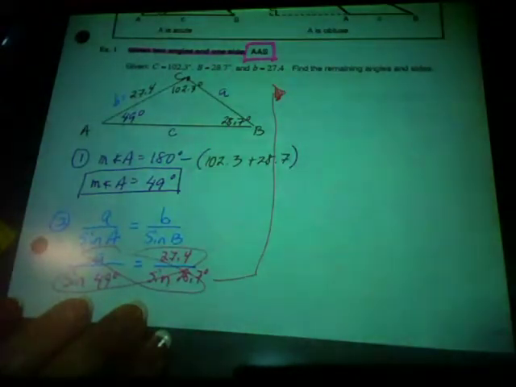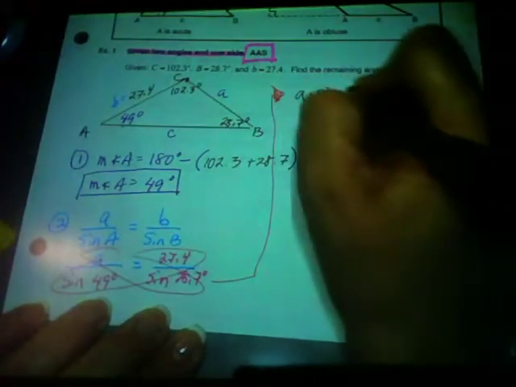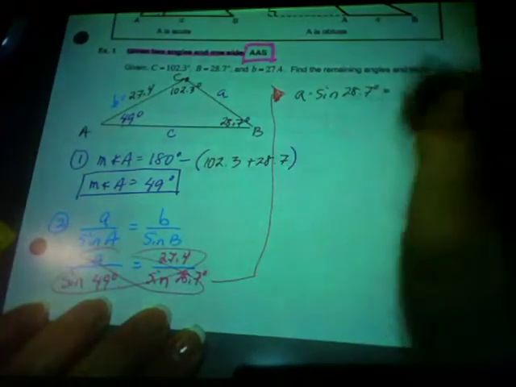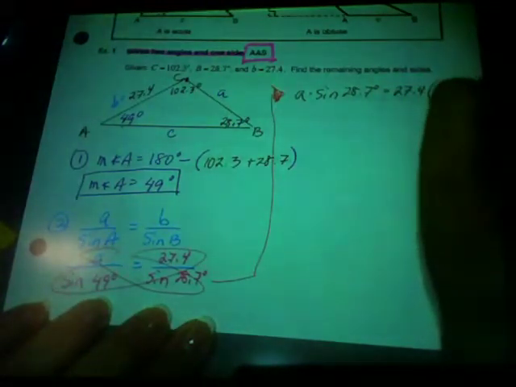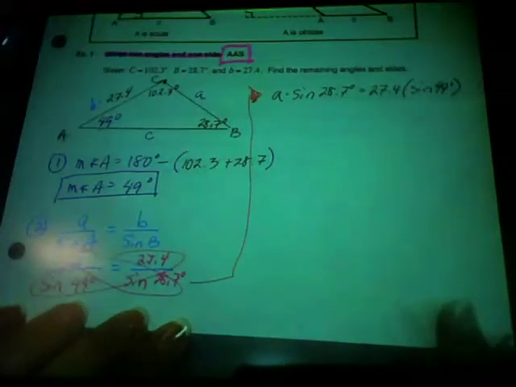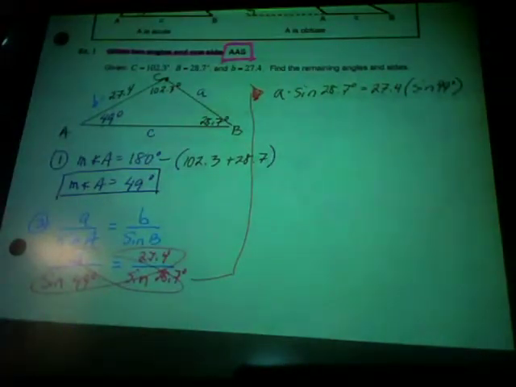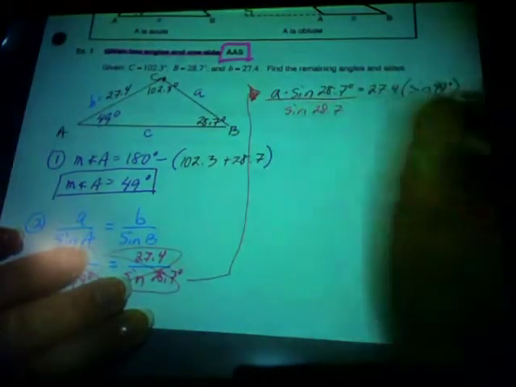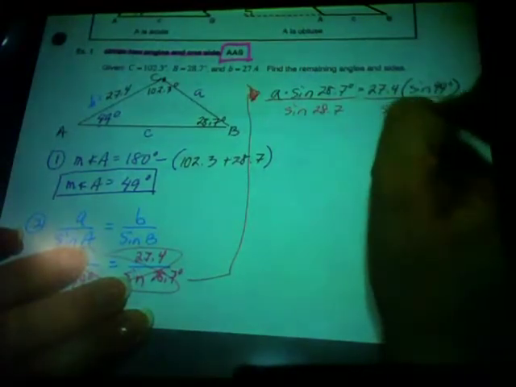I need to see your algebra. We're going to cross multiply and solve. So I'm going to bring my work up here because I'm fast going to run out of room. So I end up with A times the sine of 28.7 equals 27.4 times the sine of 49 degrees. Does anybody not know where I got those? We okay with that? Then to solve for A, don't I divide this side by sine of 28.7? Divide this whole side by sine of 28.7.